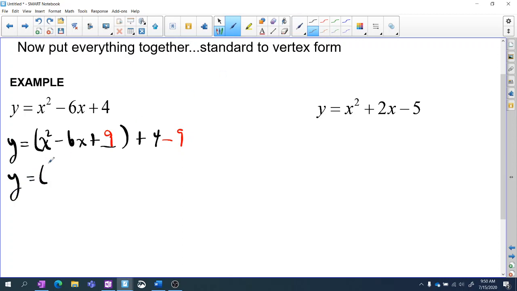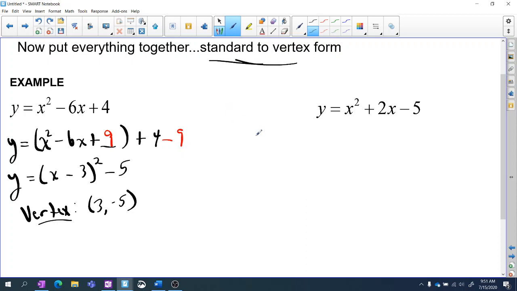y equals, we know how to factor this: square root of the first, sign of the middle, square root of this one, in brackets squared, positive 4, negative 9, negative 5. Now look what I know that I didn't know up here. I know the vertex. The vertex of this quadratic is positive 3, negative 5. Remember, it's always the opposite sign in here, same sign out here. There you go. You went from standard to vertex. That's what we're doing on this slide.